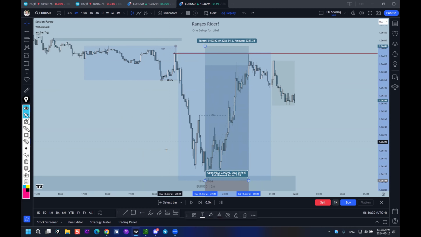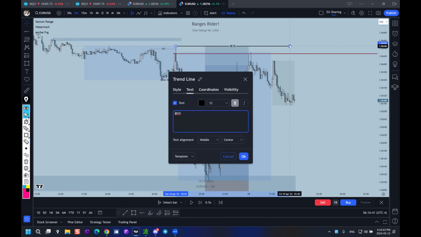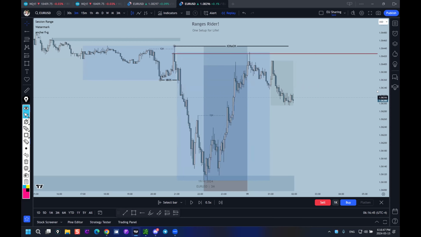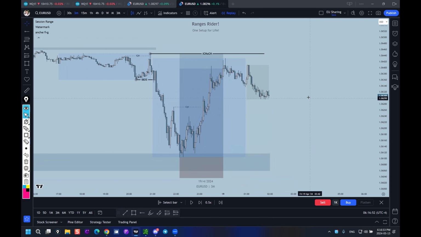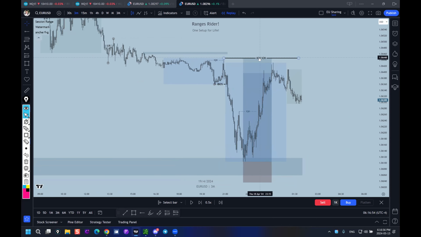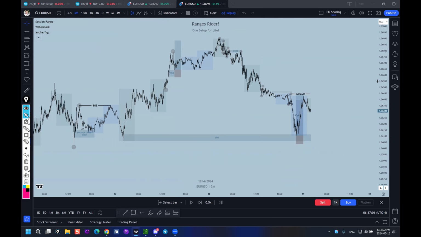Why? Because this is our DOB, decisional order block. This is our change of character. It's also the decisional order block, so if it broke that one, it means that we are definitely long now. Yes, we are, because then look here.